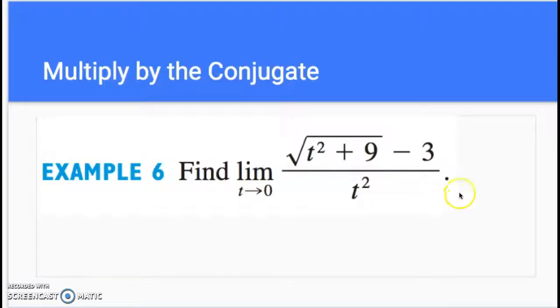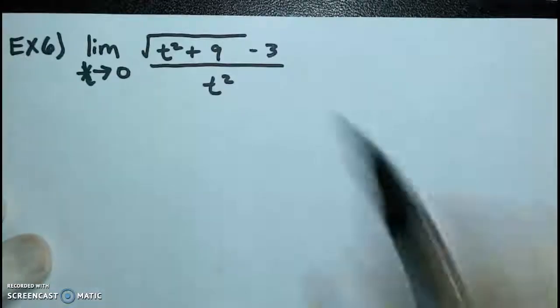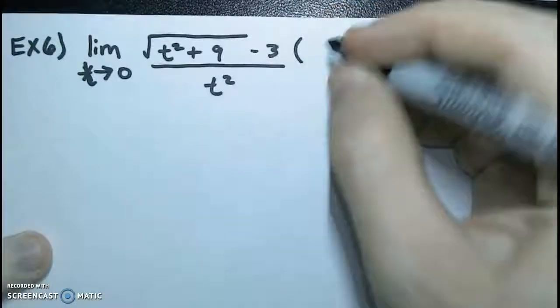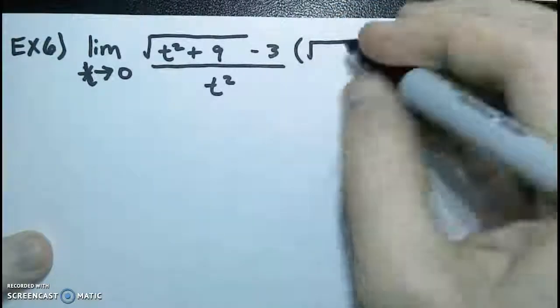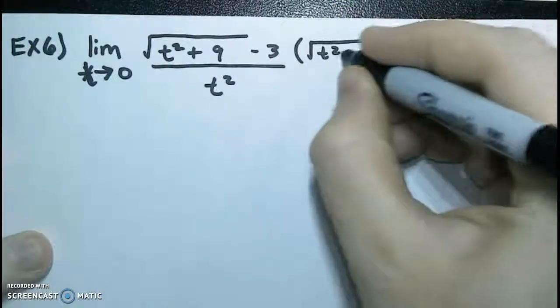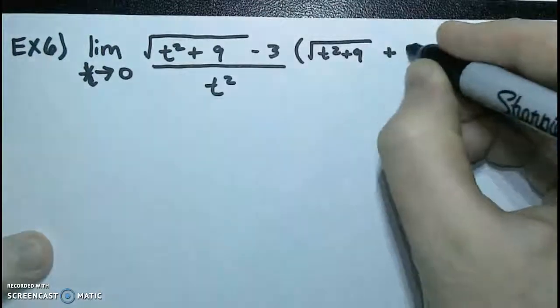Go ahead and pause the video and try example 6. If you've already tried it, you'll see that you get 0 divided by 0 again. So in this one, we're going to multiply by the conjugate in order to get rid of the 0 in the denominator. So we're going to take the top that has the radical in it, and we're going to multiply by the conjugate. So you're going to leave your first term alone, and then change the 3 to a positive 3 for the conjugate.